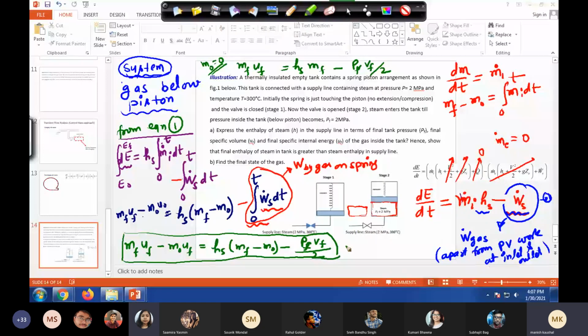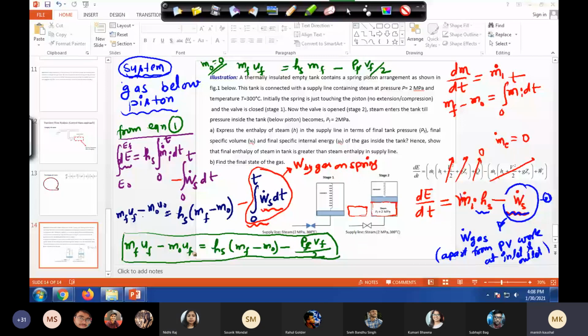Sir, in the question it is written: hence show that final enthalpy of steam in tank is greater than steam enthalpy in supply line. But from here, steam in supply line is greater than in tank. Is it? Let's see. Okay, fine. We will do that. If you have time, let's do that.